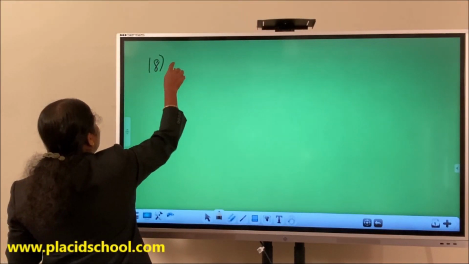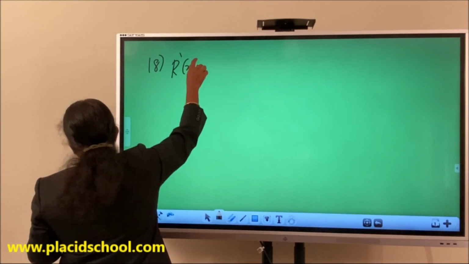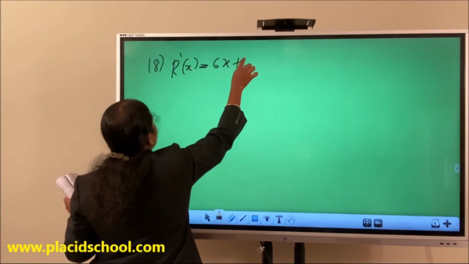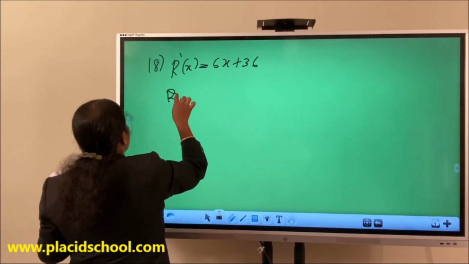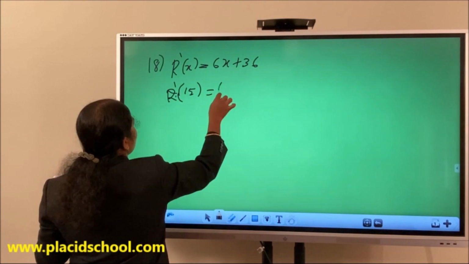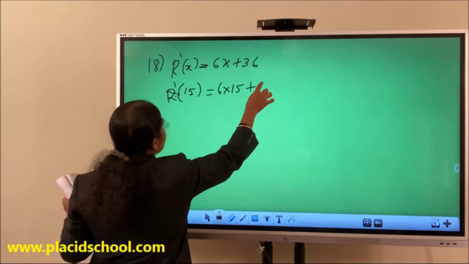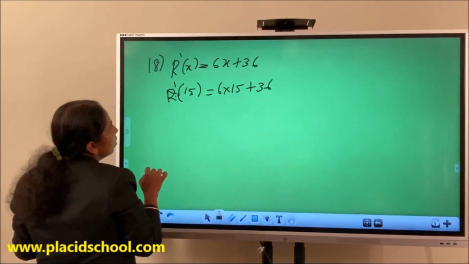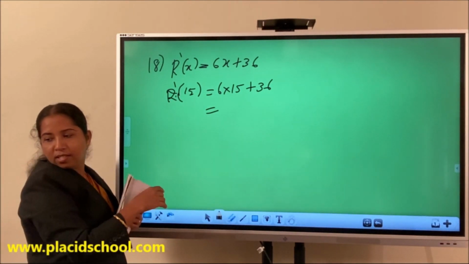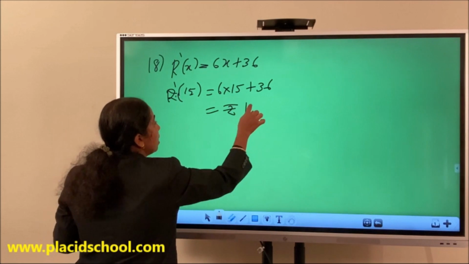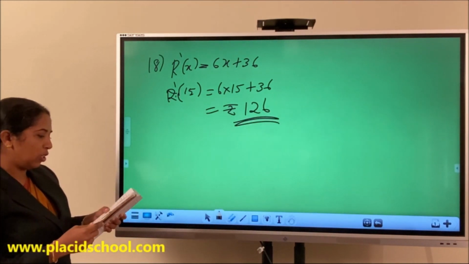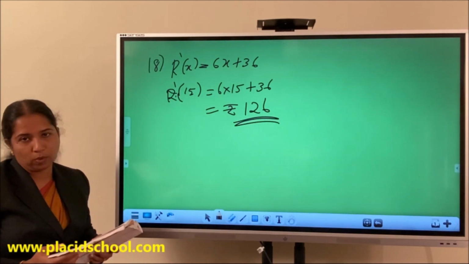So for number 18, the first derivative is R dash x is equal to 6x plus 36 and R dash 15 equals 6 times 15 plus 36. On computing, you will get rupees 126. Option D will be the correct one.